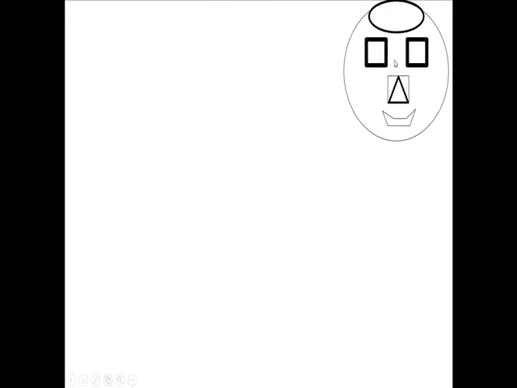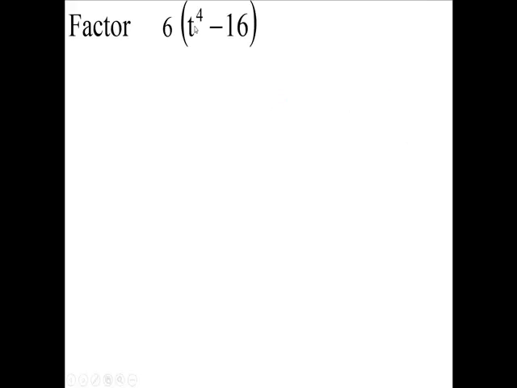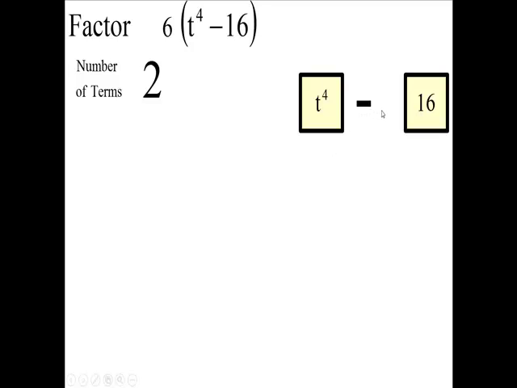Now look at t to the fourth minus 16. Okay, looking back on the face, we have two perfect squares, don't we? What am I talking about? t to the fourth is a square, and so is 16. So we have two terms, and t to the fourth is t squared times t squared, and then we have our 16, which is 4 times 4. So we have the difference of two squares. That's the eyes on the face.